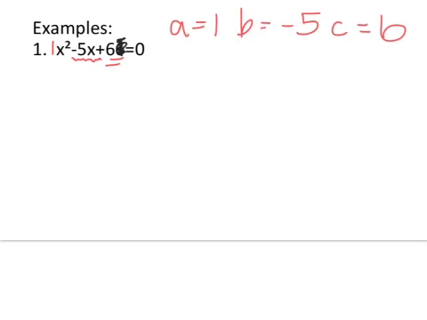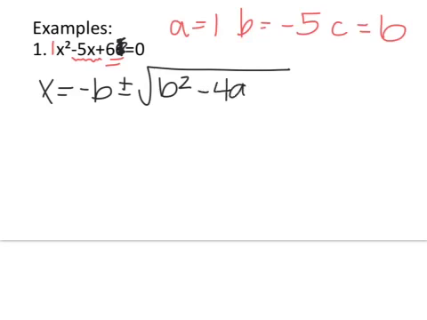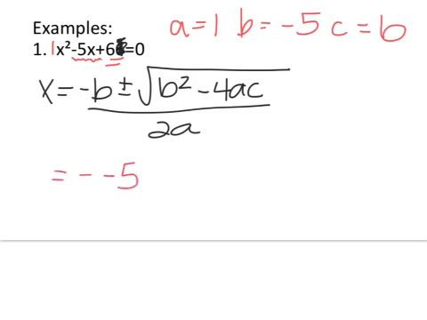Then if you use your formula, x equals negative b plus or minus the square root of b squared minus 4ac all over 2a, you plug in your numbers, 1, negative 5, and 6, in the correct spots. So negative b would be negative negative 5. This negative came from the formula, and then this negative came from the number up here being negative 5. So you have to have both.